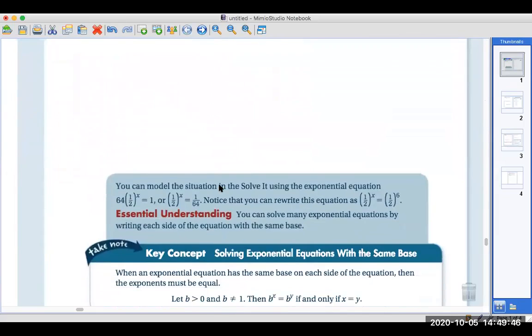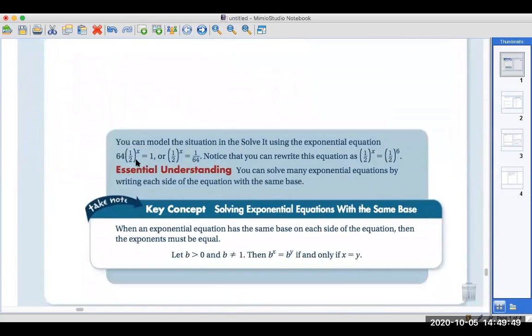Down here on the bottom of the page, don't worry about all this. It looks very complicated, and I don't want you to get confused. But here's what I talked about. You can solve many exponential equations, remember, only if you can make the bases the same. It doesn't always work that way, but a lot of them you can. That's why they're saying many, by writing each side of the equation, remember, an equation has an equal sign and something on the left and something on the right side, with the same base. So this is what we're going to do.